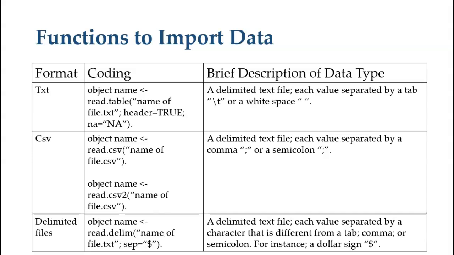This is one of the most common types of data formats. And you also can use these delimited files, which is the third option, when you use another kind of delimiter that is not comma, semicolon, tab, or white space. For instance, in this case, it's a $ sign. Let's see an example of how to upload one of these datasets.